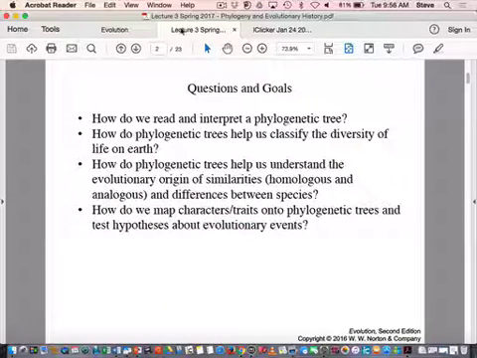So we're going to talk about phylogeny and evolutionary history. Here are the questions and goals of this particular lecture. How do we read and interpret a phylogenetic tree? How do phylogenetic trees help us classify the diversity of life on Earth? How do phylogenetic trees help us understand the evolutionary origin of similarities? And we're going to distinguish homologous similarities and analogous similarities. And then how do we map characters and traits onto phylogenetic trees and test hypotheses about evolutionary events?